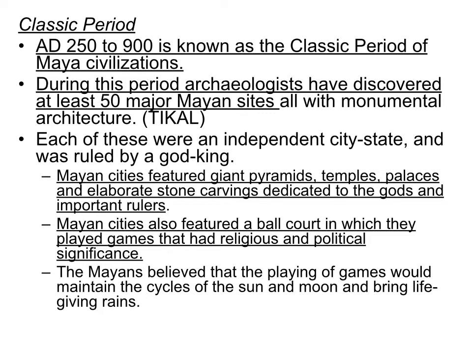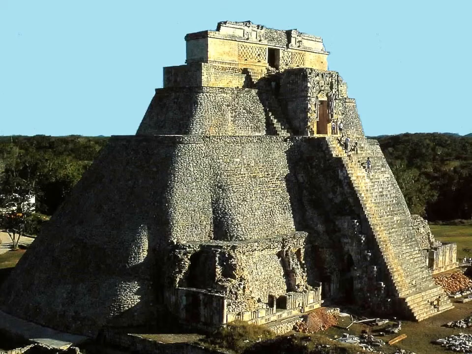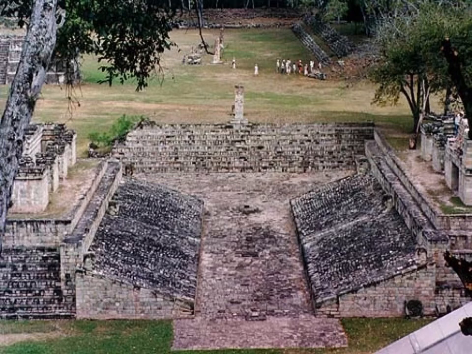These Mayan cities also had ball courts where they would play kind of like football or soccer, a game which had a lot of religious and political significance. So here's an image of a Mayan pyramid. It doesn't really look like the pyramids of Giza, which were created by the Egyptians, but similar structures, as you can see. And you can see some people walking up, so it's a pretty big structure. And here's a picture of a ball court.